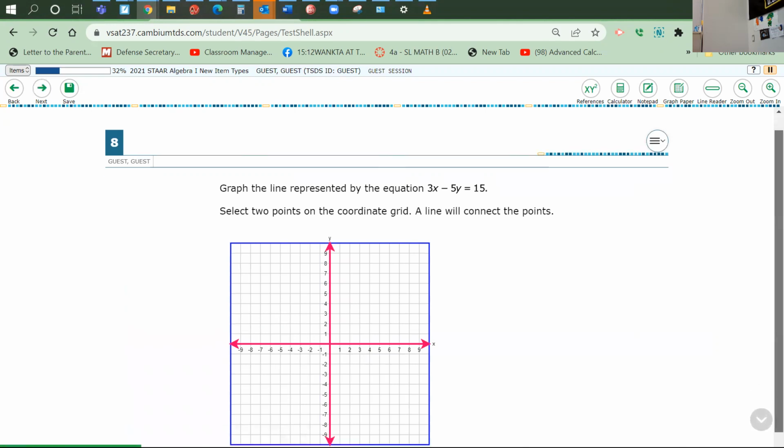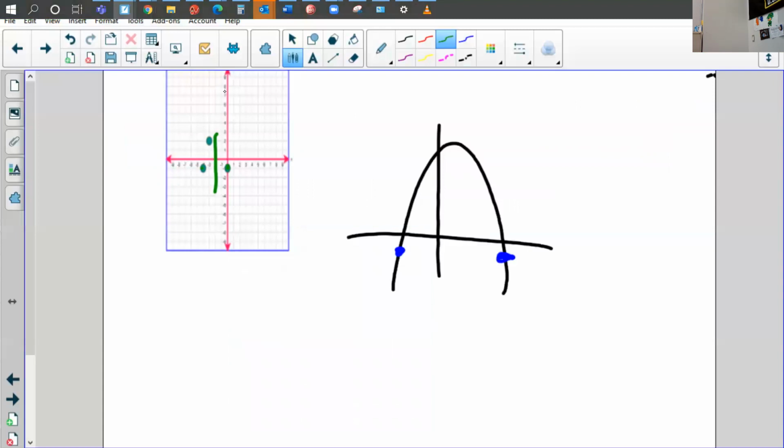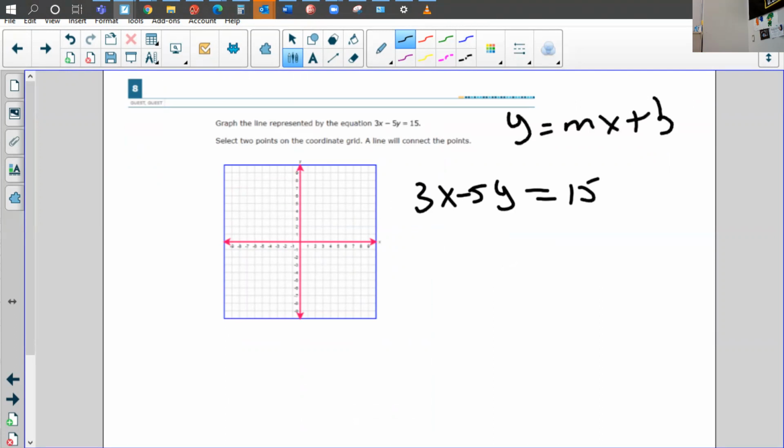Here, you're asked to graph the equation. Remember now, we can't graph this equation in a calculator because it's not in slope-intercept form, y equals mx plus b. You've got to transform that equation. So here we go. We have 3x minus 5y is equal to 15. You've got to convert this equation to y equals mx plus b if you want to graph it. Well, there are other ways you can graph it, but let's keep it simple. Convert it to y equals mx plus b.